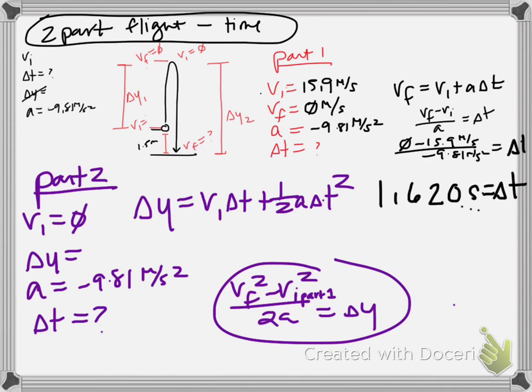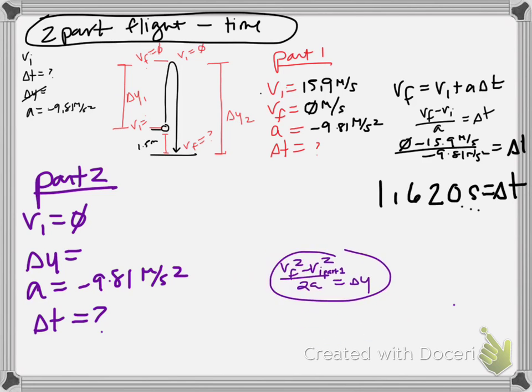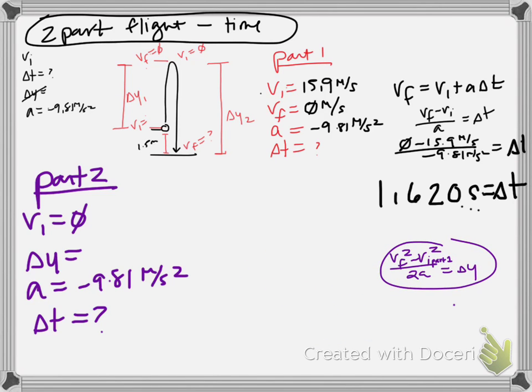Actually, I don't want to use this. What do I want to use? I got delta y and I got VI. Oh, I got VF in part one. Well, okay, I can find delta y. So now I know how high it's falling from.